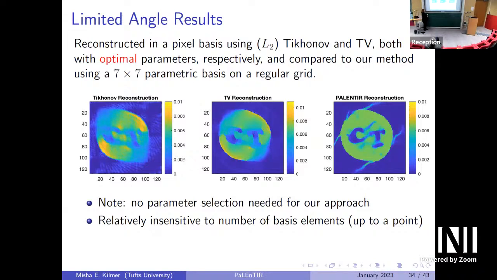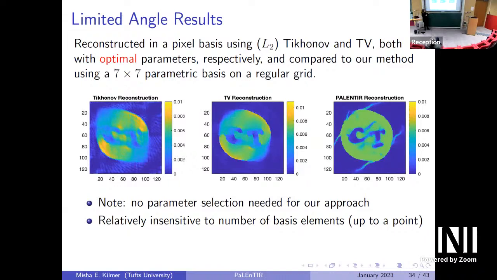If you do Tikhonov reconstruction with a very simple regularization operator like the 2-norm of the solution or the 2-norm of L times the solution, everything gets washed out in this direction. The people that are familiar with this kind of problem would expect this. Again, this is the best that we could come up with, in terms of visual quality, for a total variation reconstruction, and here's our PaLENTIR reconstruction. You'd expect that there should be some artifacts because there are places where the data is just not existing.